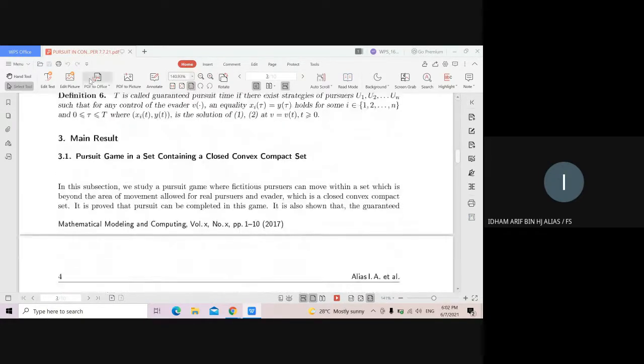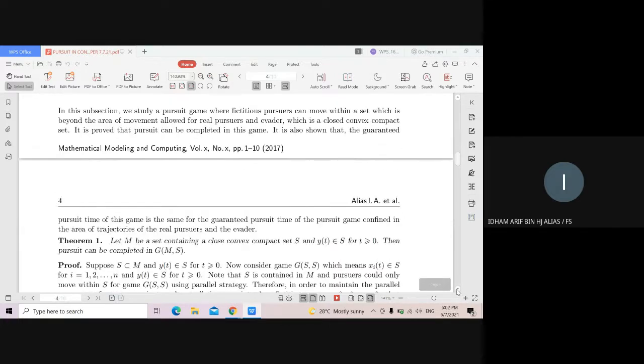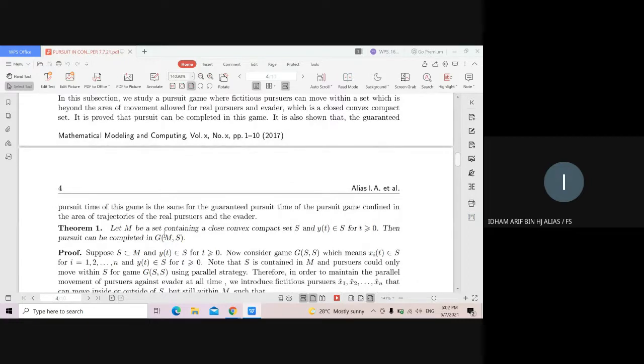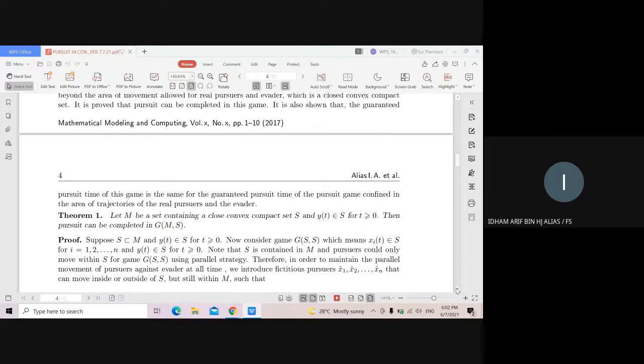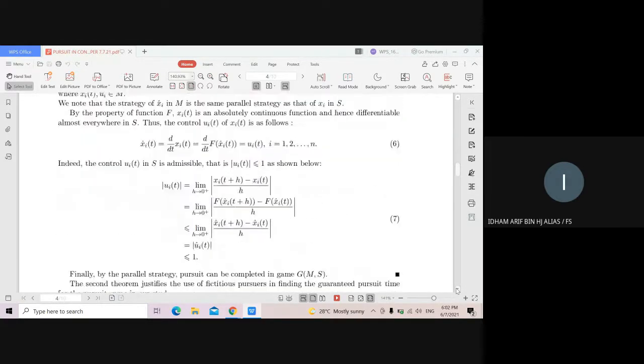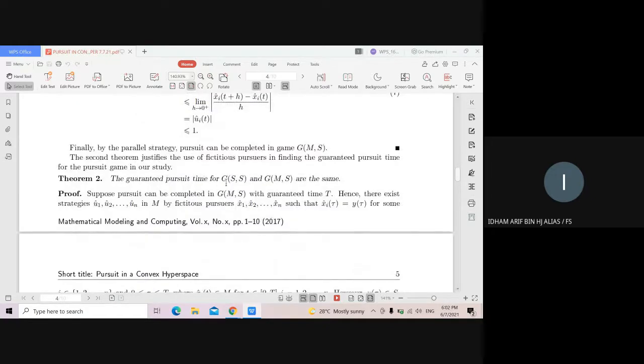So for the main result, it consists of two parts. First, we study pursuit game in a set containing a closed convex compact set. Closed convex compact set we denote by S, and the set that contains S we denote by M. So we get two results. Theorem one says that pursuit can be completed in M, and theorem two says that the guaranteed pursuit time between the game in S and in M are just the same, even though S is a subset of M.